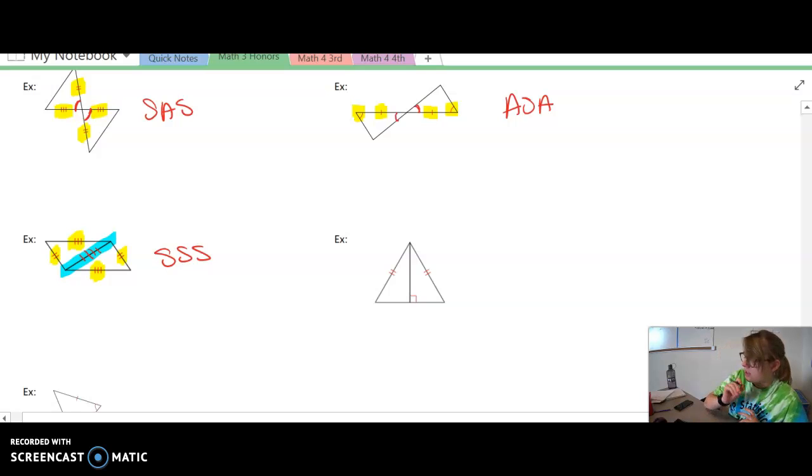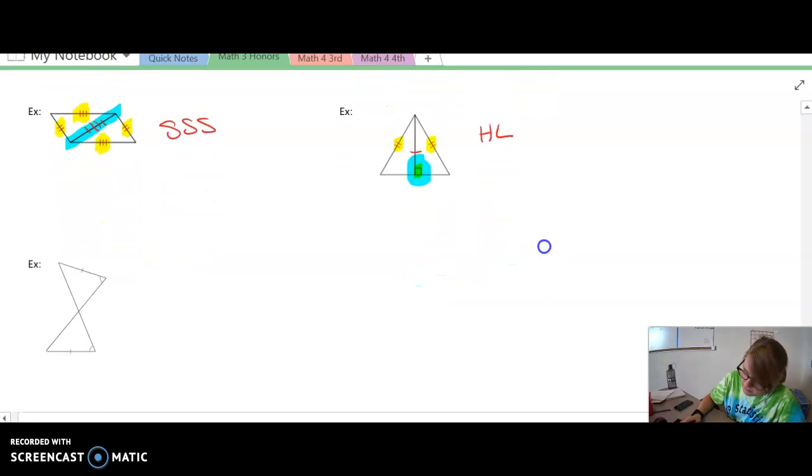I want you to do this one by yourself. I want to see if you catch which one this is. So pause the video here and find which one this is. Alright, if you did this one, you should have gotten hypotenuse leg. The important thing that I saw is that this is a right triangle. So that's the first thing I saw, and I thought, well, maybe I could use hypotenuse leg. I saw that my hypotenuses were congruent to each other, and they shared a leg. So hypotenuse leg was how they were congruent.